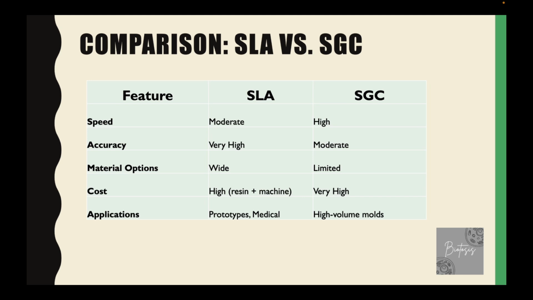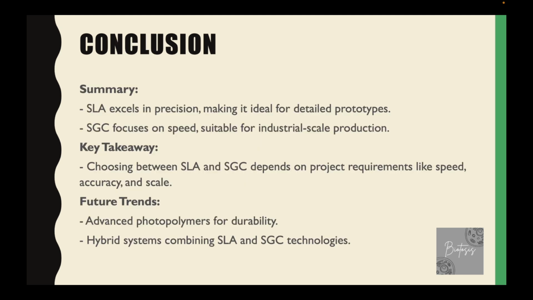Now, in conclusion, SLA excels in precision. SGC focuses on speed and is suitable for industrial scale production. Key takeaways are that choosing between SLA and SGC depends upon the project requirements like speed, accuracy, and scale, and future trends would be advanced photopolymers for durability and hybrid systems combining SLA and SGC technologies.